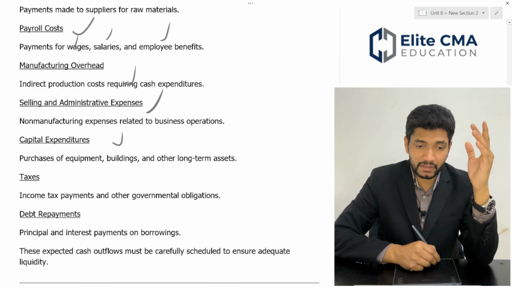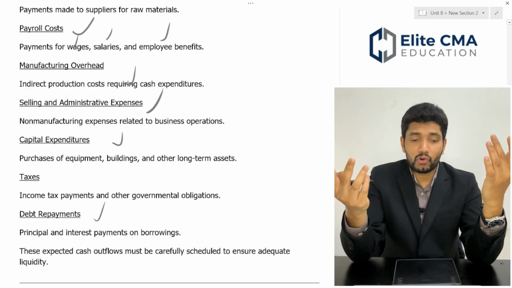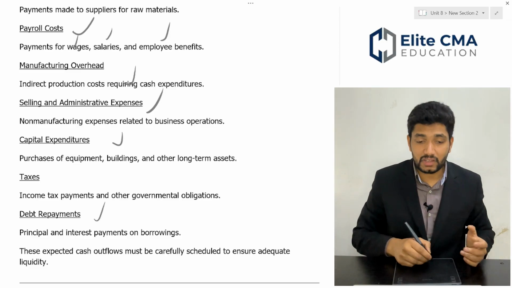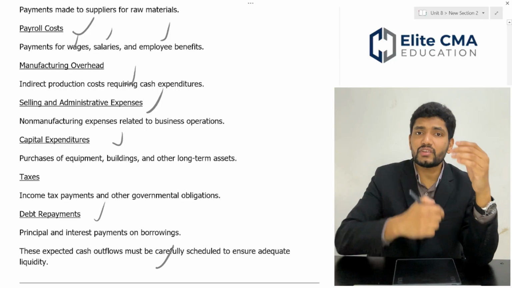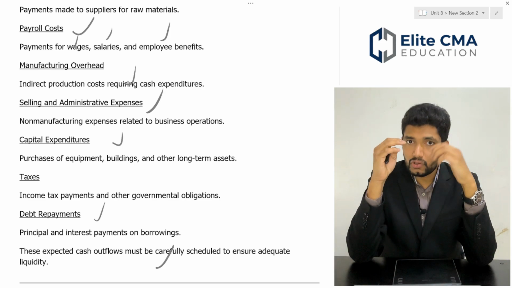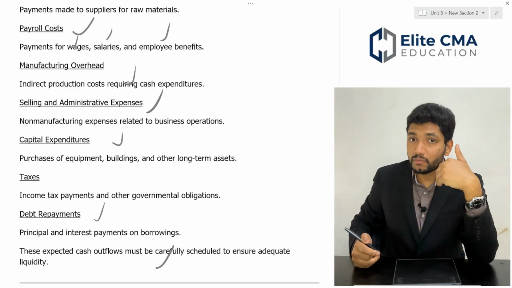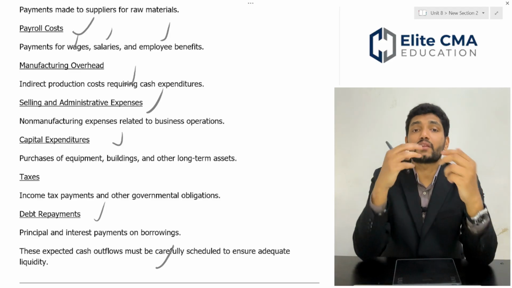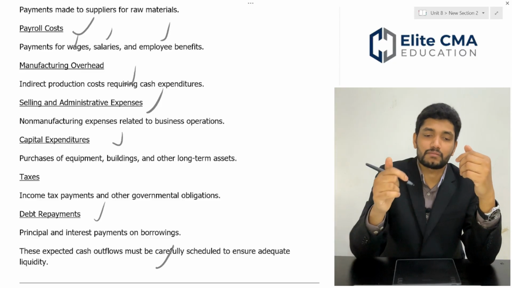Then the debt repayment. The principal and interest payment on your borrowings. These expected cash outflows must be carefully scheduled to ensure adequate liquidity. So these are some expected cash outflows for a business. So all this expected cash inflow and cash outflow has to be well scheduled to ensure adequate liquidity and a better financial position.